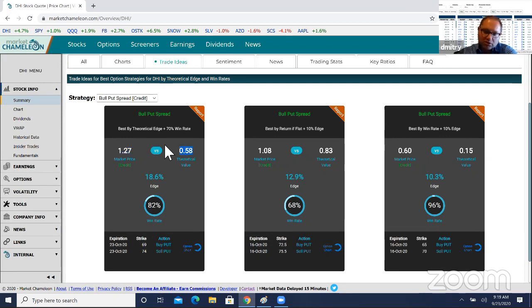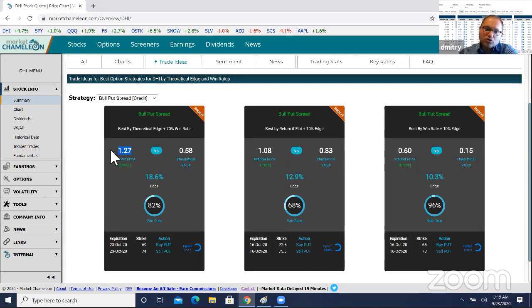We think, based on 6 years of historical data, it's worth a theoretical value of 58 cents. That's its average price over the last 6 years. If you did a similar spread with the same days to expiration and the same distance of the strike price from the spot price, that gives you an 18.6% theoretical edge.